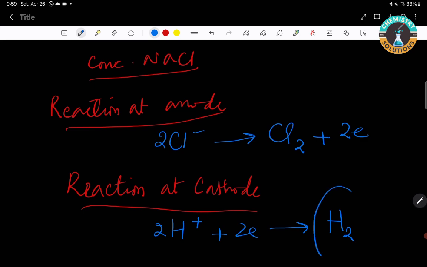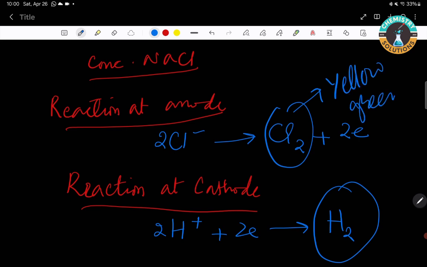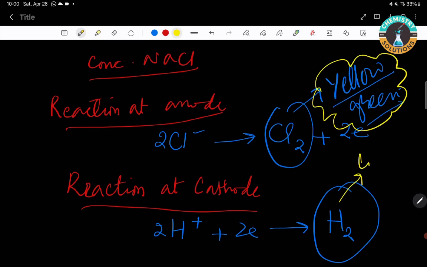If you look at the observation, you can see bubbles of colorless gas, or you can see fizzing. You must remember the colors of the halogen gases. You know that fluorine and chlorine will not be part of it, so chlorine will be there. You must know the color of chlorine gas. Observation means what you see with your eyes. Chlorine gas is yellow-green in color, whereas hydrogen is a colorless gas. For a colorless gas, we use the word fizzing.